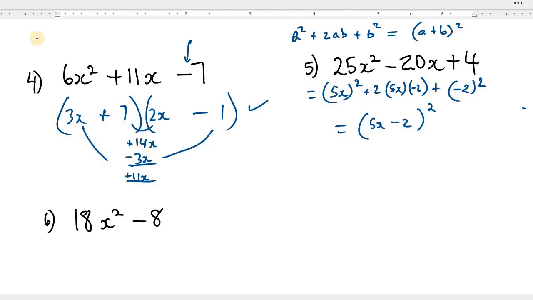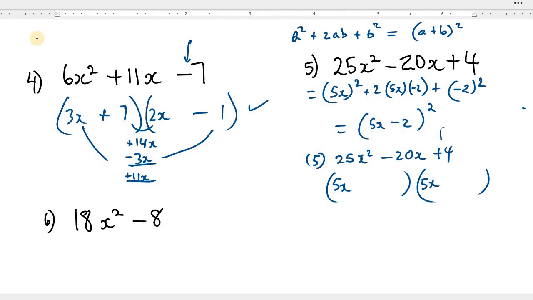Now if you don't get that, then we could simply do it the longer way. Number 5, alternatively, we could use the same concept we've been using. 2 pairs of brackets. Well, 5x times 5x will give us what? 25x squared. Since the last term is positive, both signs have to be the same. I look in the middle and it's negative, so they have to be negatively the same. Of course, because negative times negative will give us positive. 2 2's will give us 4, so that's positive 4.